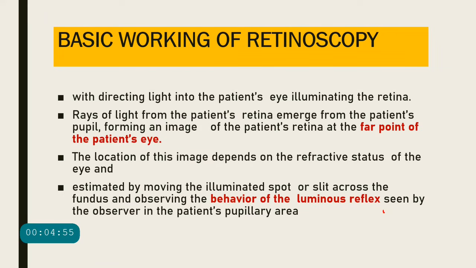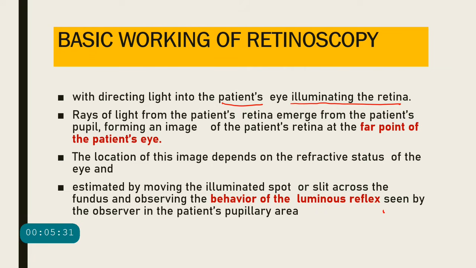So how does the retinoscope basically work? In a retinoscope, we direct a light into the patient's eye, and by directing the light into the patient's eye, we are basically illuminating the retina. Now these rays of light from the patient's retina will emerge from the patient's pupil and form an image. Where will they form an image? They will form the image at the far point of the patient's eye. Why? Because the retina will have a conjugate point, as I explained, and that will be the far point of the patient's eye, where the image will now form.